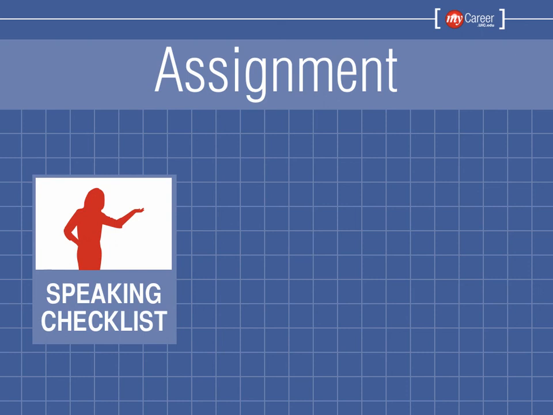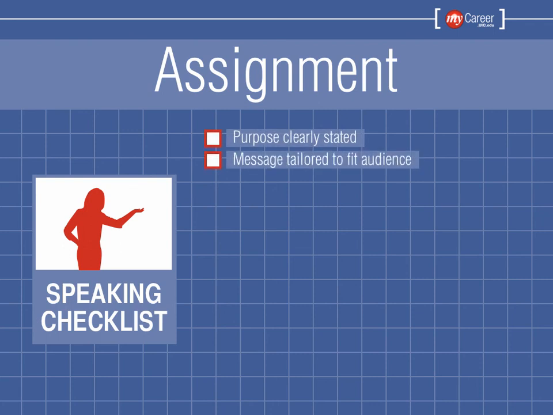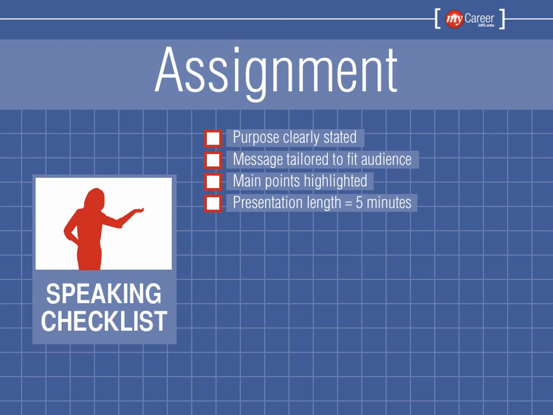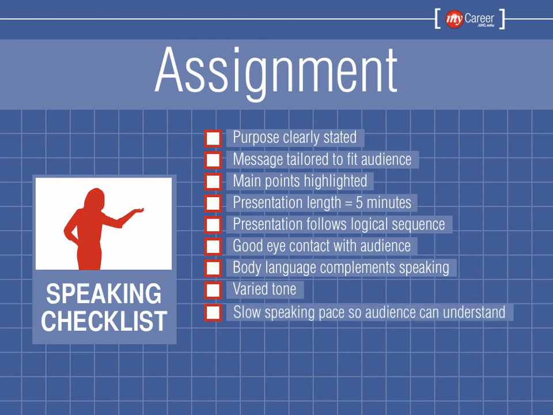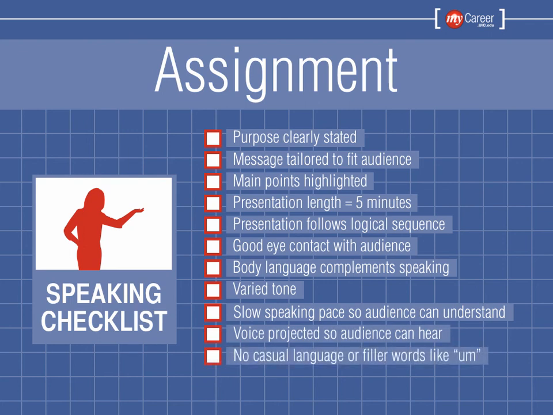Here is the checklist that the instructor will use to evaluate your speaking. Do you clearly state your purpose? Is it evident that your message is tailored to fit your audience? Are your main points highlighted? Is your presentation 5 minutes long? Does your presentation follow a logical sequence? Do you make good eye contact with the audience? Does your body language complement your speaking? Do you vary your tone? Do you speak slowly so the audience can understand you? Do you project your voice so the audience can hear you? Do you avoid casual language and filler words like "and"? And are you wearing appropriate attire?